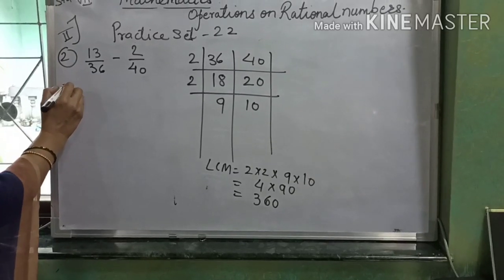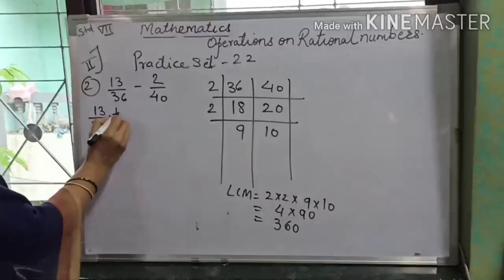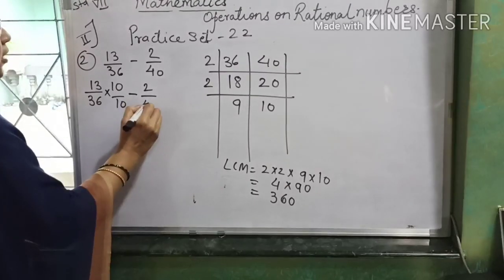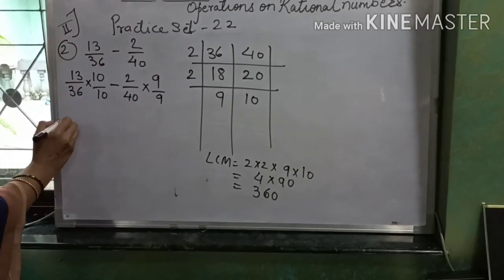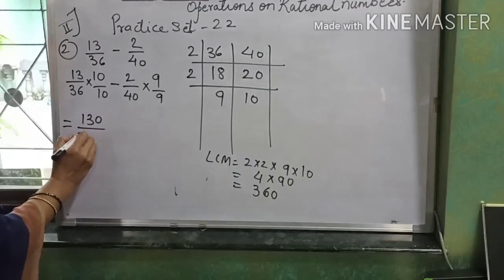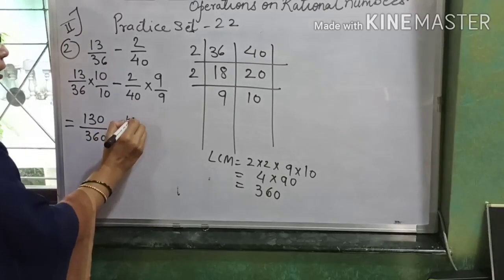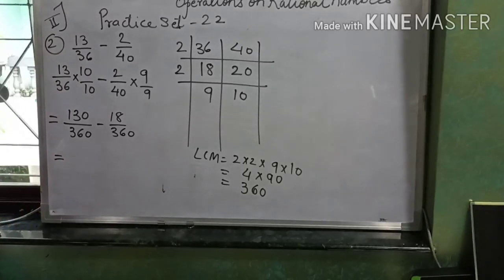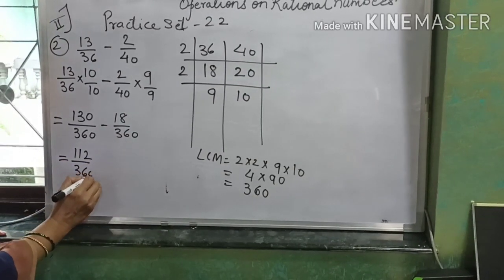So let us solve the example. 13 upon 36 you have to multiply it by 10, minus 2 upon 40 you have to multiply it by 9 to get 360. So 13 tens are 130 upon 360 minus 18 upon 360. So after subtraction you get 112 upon 360.